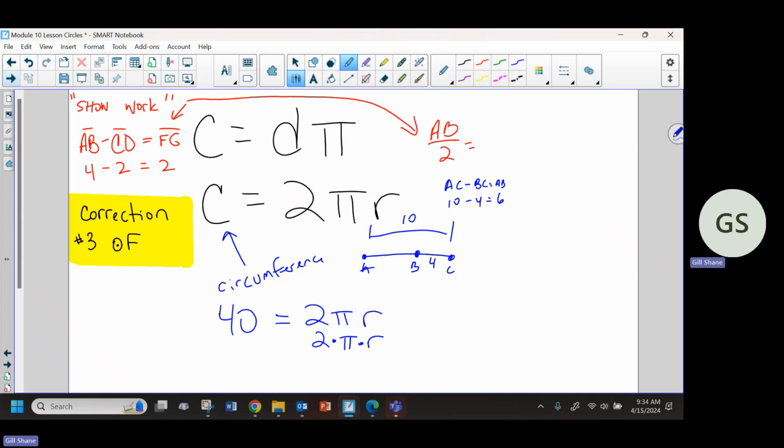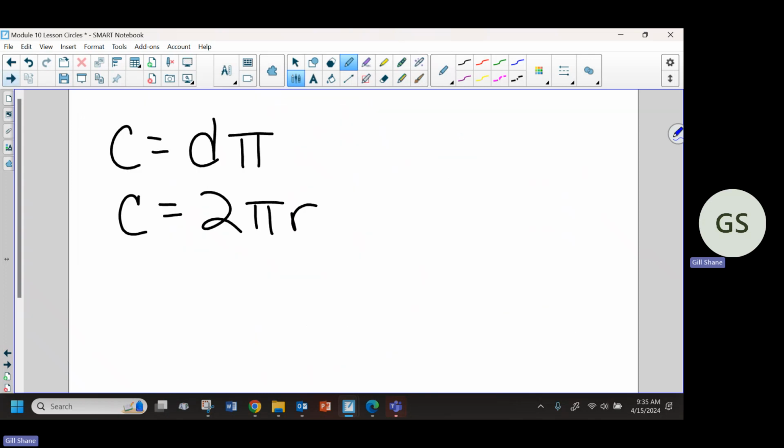Well, if I want to solve for the radius, I just need to get r all by itself. So I need to divide by 2. That gives me 20 equals pi times r. Now to get r by itself, I need to divide by pi. And that would give you r, whatever number 20 divided by pi is. I'm not going to use a calculator. All right, so that's how we did that problem. That was an exit ticket.